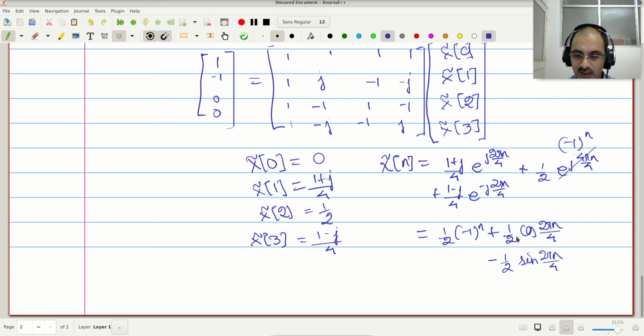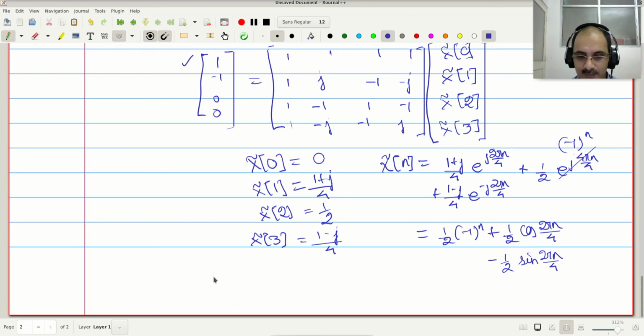Now we have to check whether this matches the original sequence for n is equal to 0, 1, 2, 3. Because obviously it's periodic with period 4. That is clear to us. We have to check for n is equal to 0, 1, 2, and 3. What happens when n is equal to 0, 1, 2, and 3? Okay, let's say n is 0. When n is 0, we get, I'll do a rough calculation, half plus half minus 0, which gives 1, which matches.